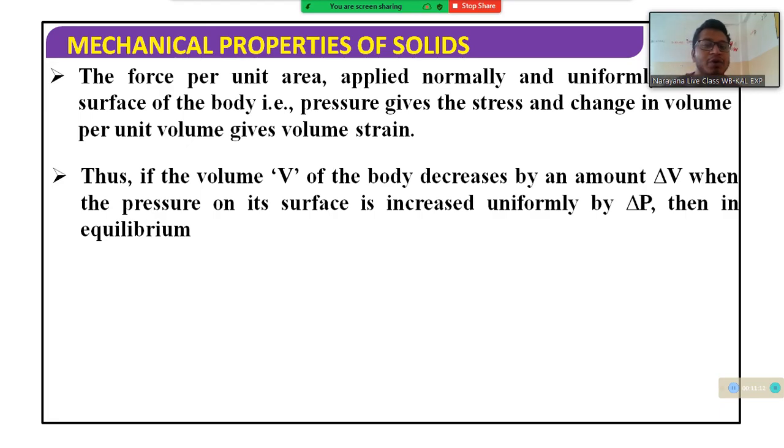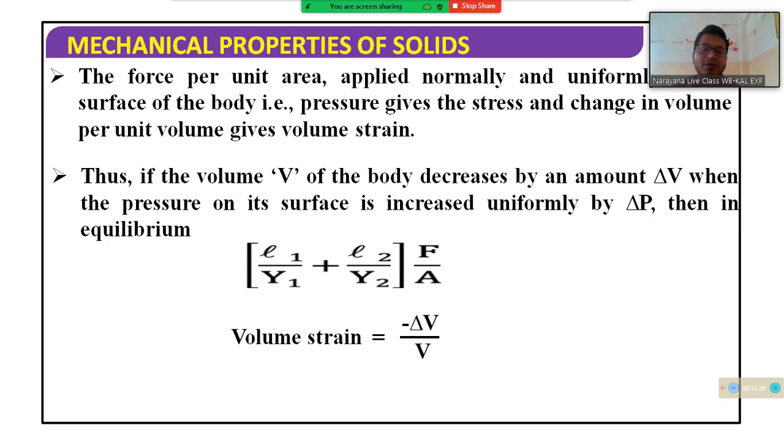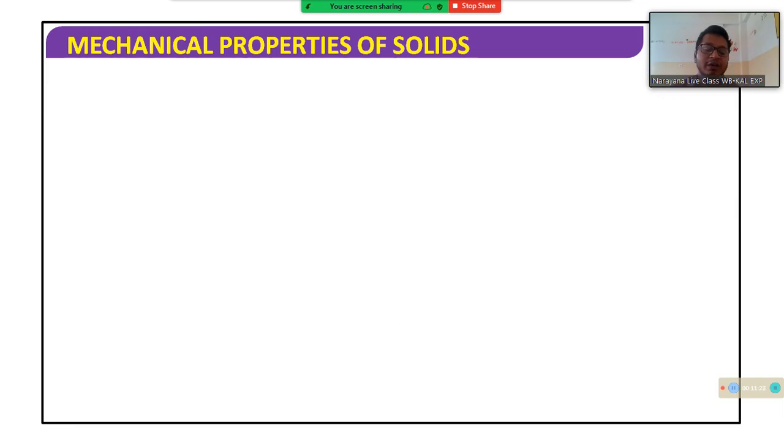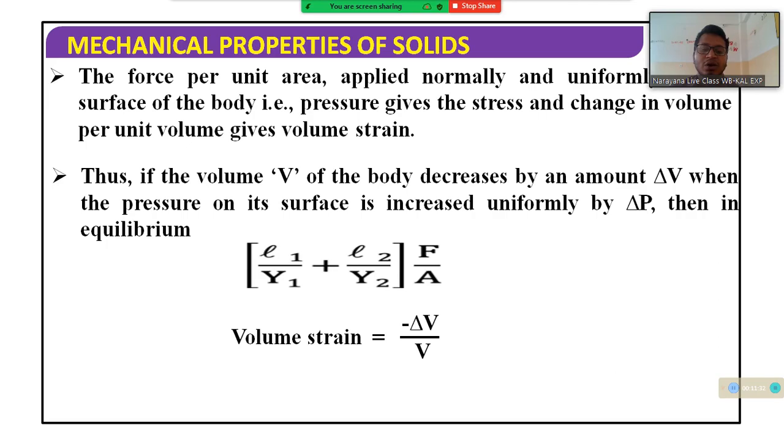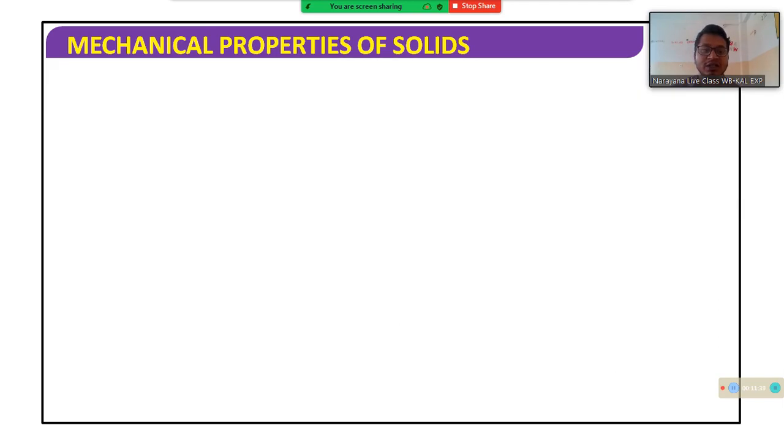If the volume V of the body decreases by dV, the pressure applied on the surface increases uniformly by dP, and the volume strain is delta V by V. What is the significance of the minus sign? As the volume is decreasing, delta V denotes the decrease in volume of the body.